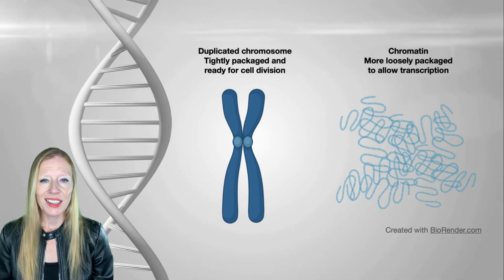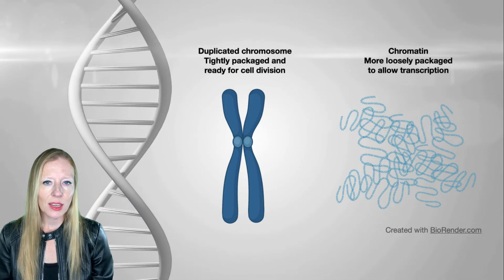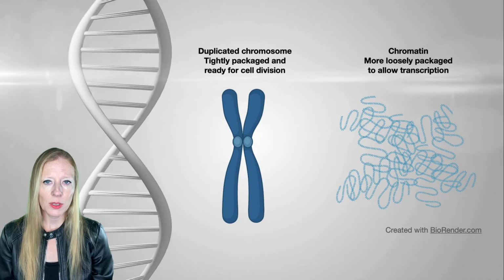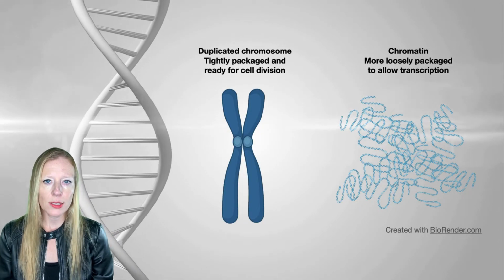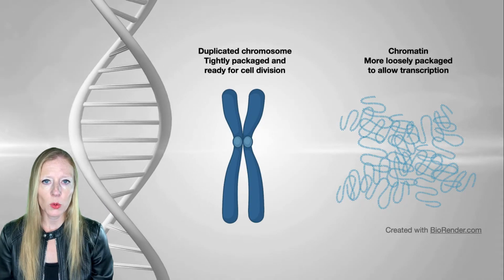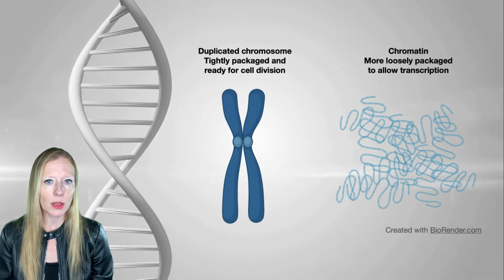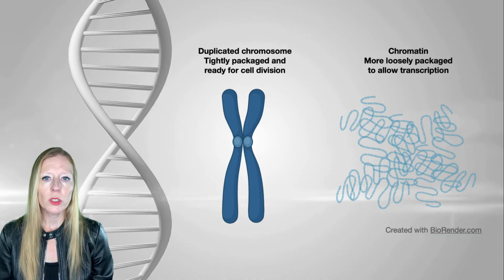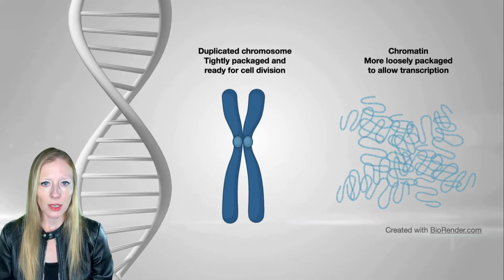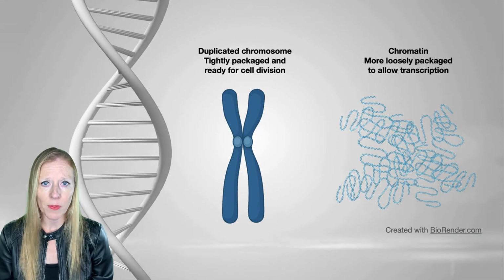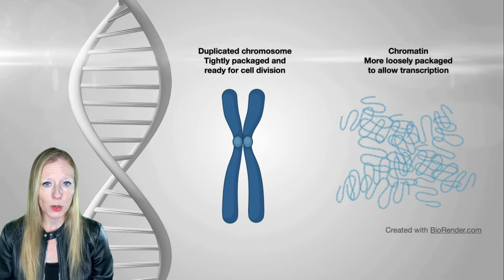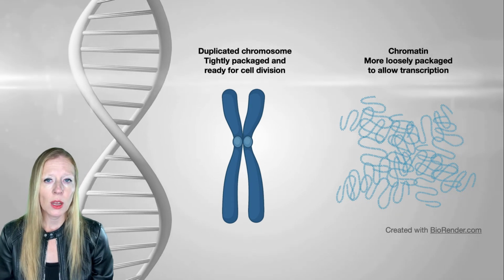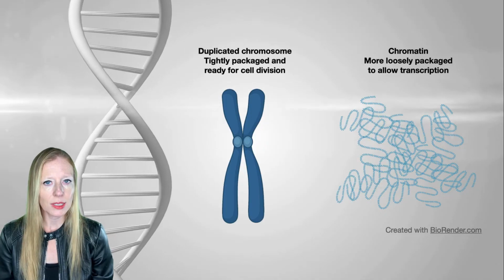Structure is function. If the cell's not dividing, if it's just living and metabolizing, well, we have to be transcribing genes all the time. We need to copy the information that's contained in those genes into molecules of RNA so that we can make polypeptides, proteins, which are completely necessary for maintaining life. We have to do that all the time. And we can't do it if the chromosomes are so tightly packaged that the proteins that function in transcription don't have access to the strands of DNA.